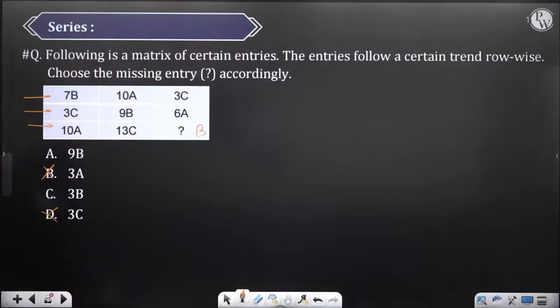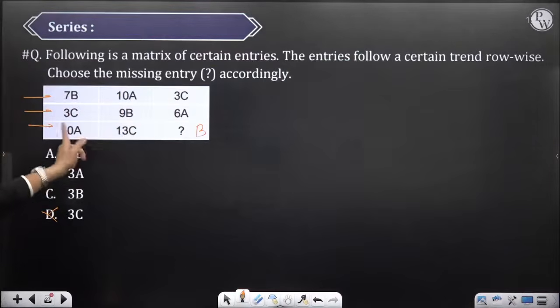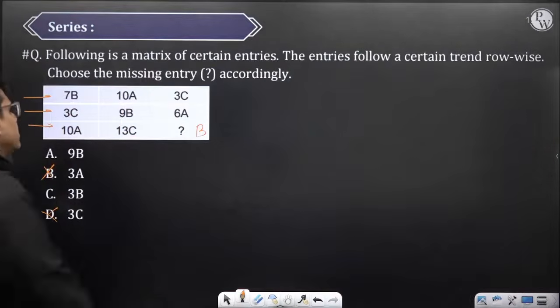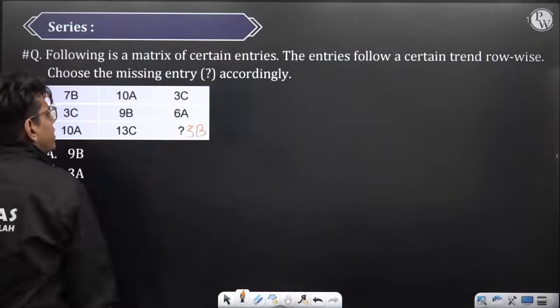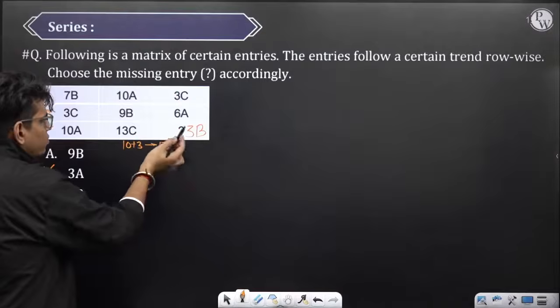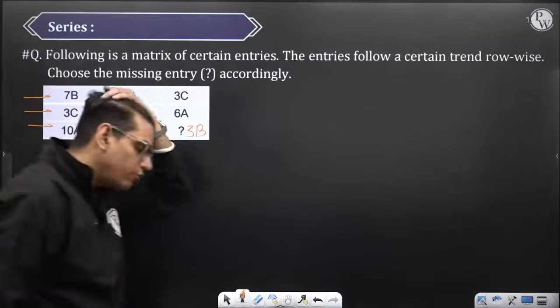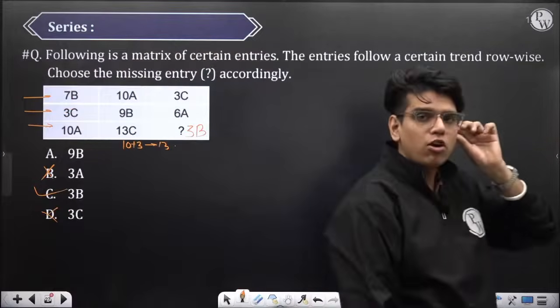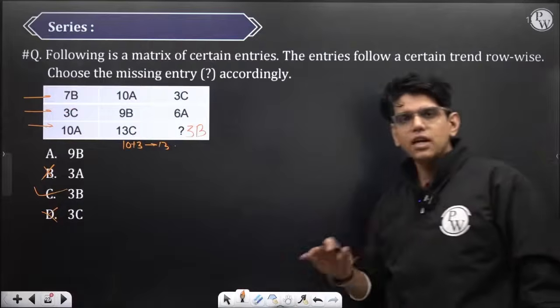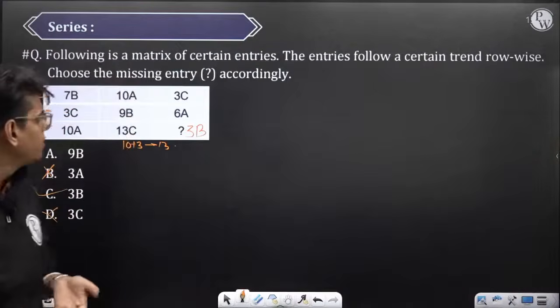What else? 7 plus 3 is 10. 3 plus 6 is 9. So 10 plus something should be 13. 10 plus 3 should be 13. Right? 10 plus 3, 13. So the answer is 3B. So C is our answer. Okay, so we are done with numeric series. We have solved many questions. We have seen examples initially from different types of series, and then we have solved the previous year questions.